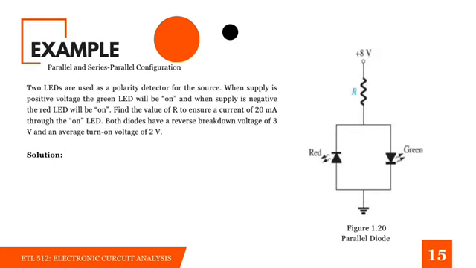Next is example 2. Two LEDs are used as a polarity detector for the source. When supply is positive voltage, the green LED will be on, and when supply is negative, the red LED will be on. Find the value of R to ensure a current of 20 mA through the on LED. Both diodes have a reverse breakdown voltage of 3 volts and an average turn-on voltage of 2 volts.